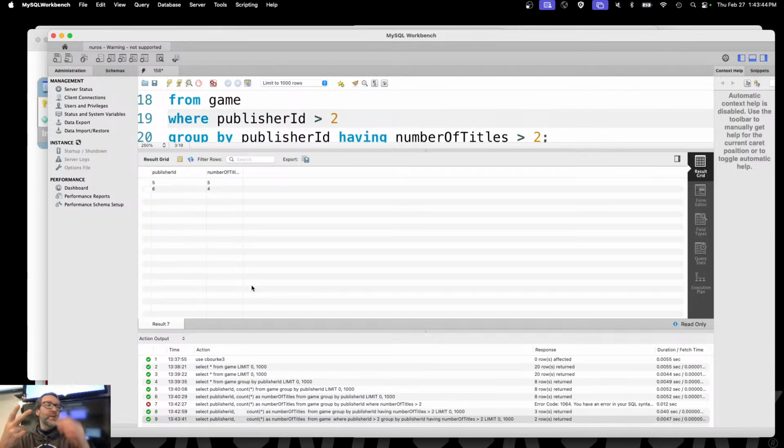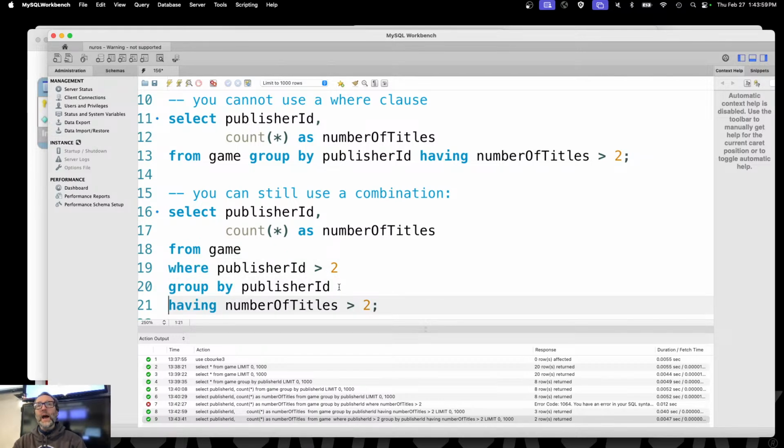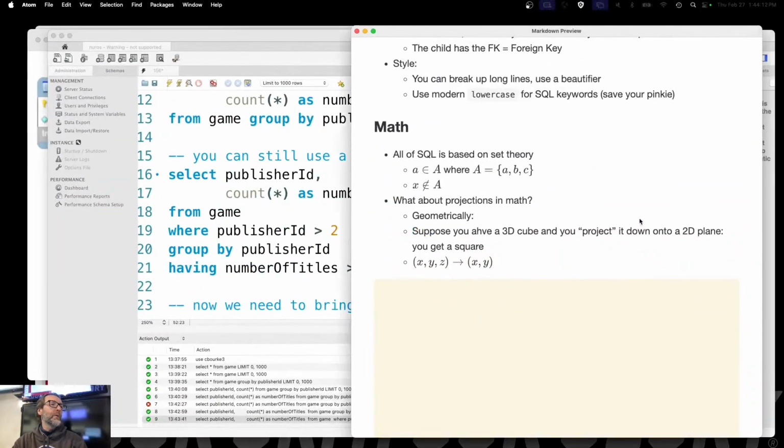And now we're only down to 2 results instead of the 3 results before, because I think you're now excluding Nintendo or whatever. Okay. So select from where to filter those results, then you can group by, then you can use a having to filter the projected data. Okay. All right, what about now we need to bring multiple tables together? And for that, we're going to need a little bit more math.